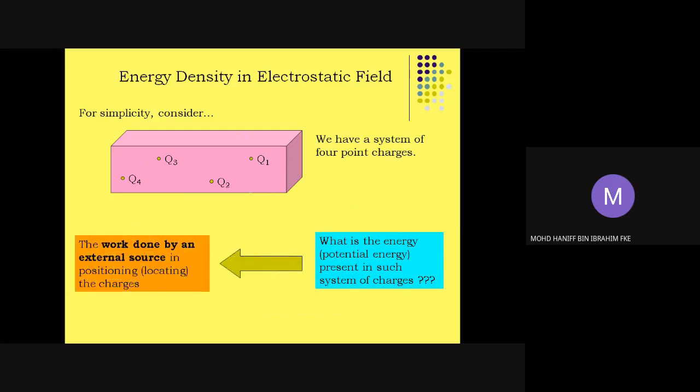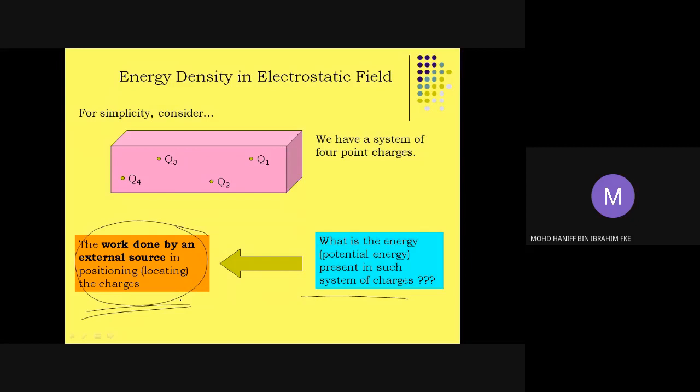So, 4 point charges. In order for us to find the energy present in this particular system of charges, basically we need to find out the work done in positioning or producing these particular charges. So in order to find the energy conserved in the charge structure, we need to find the work done in producing this charge. This is what we're going to learn now, and we're going to calculate the amount of work.